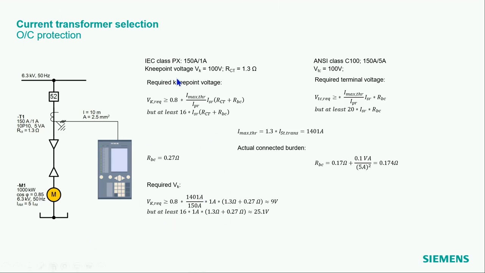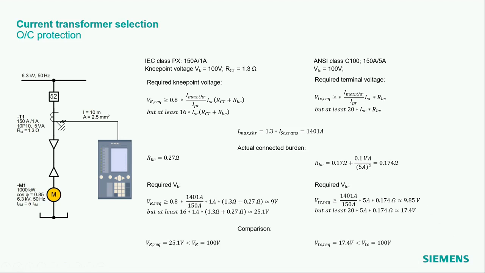Okay, let's have a look on the left-hand side at the required decay. This is what we find in this formula, and I just inserted the values: the maximum current, the values of the current transformer, 1.3 ohm, and the burden. Then we come to 9 volt, but at least 16 times that, so we come to 25 volts. In the ANSI world, we have this terminal voltage, and I set in my values for the required voltage, so I come also to something like 9, 10 volt, and it should be at least 20 times 5M times my burden, so 17 volts for these current transformers.